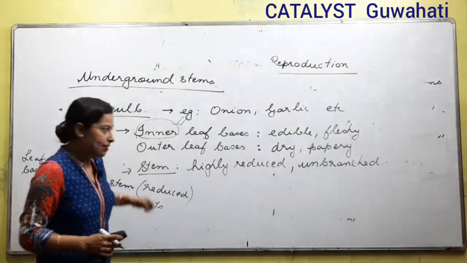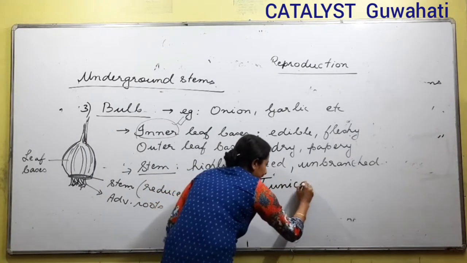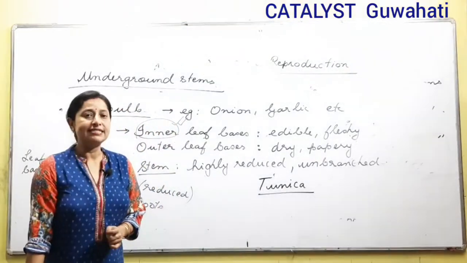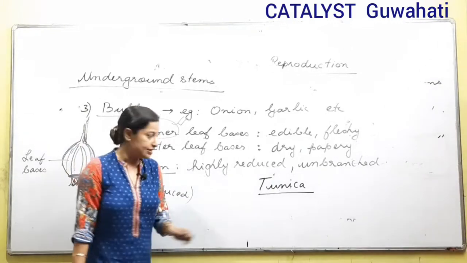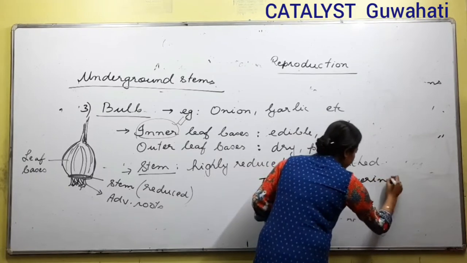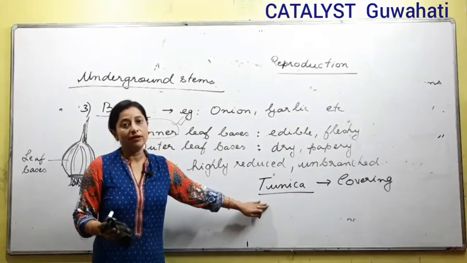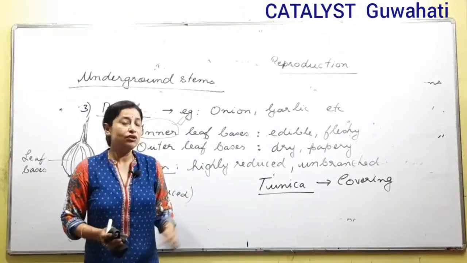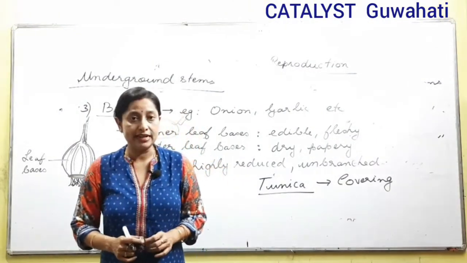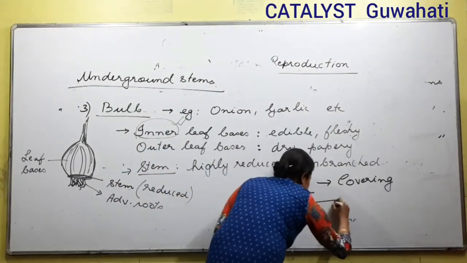When we are talking about bulb, another term that we need to remember is tunica. Some bulbs are called tunicated bulbs and some bulbs are called naked bulbs. Now what is a tunica? It is nothing but a covering. If the bulb has a covering on its surface, that covering is called tunica, and such a bulb is called a tunicated bulb. Certain bulbs do not have a tunica and in that case they are said to be naked. So tunica is a covering.